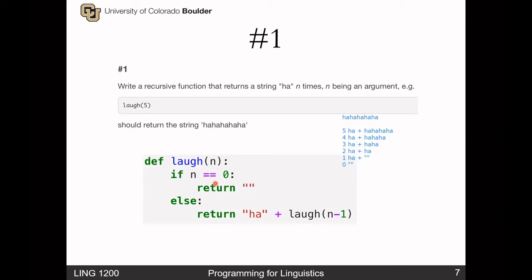And this particular one chose to do n equals 0 as the base case. And since 0 ha's would be an empty string, it's returning an empty string. But as often happens, we can do a base case of either 0 or 1. In this case, we could have done a base case of n equals 1, in which case we would have ignored the empty strings and just returned a string of 1 ha. It would have worked the same. Let's take a look at the next one.